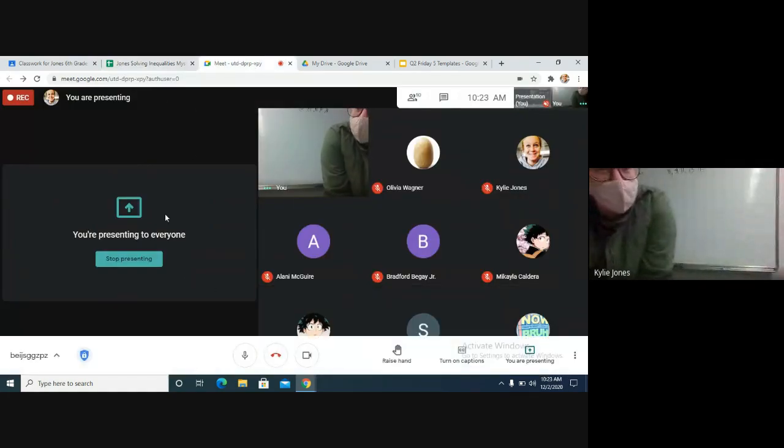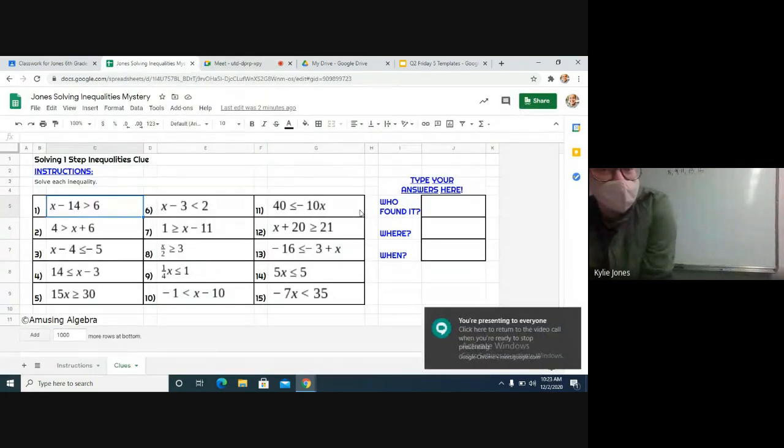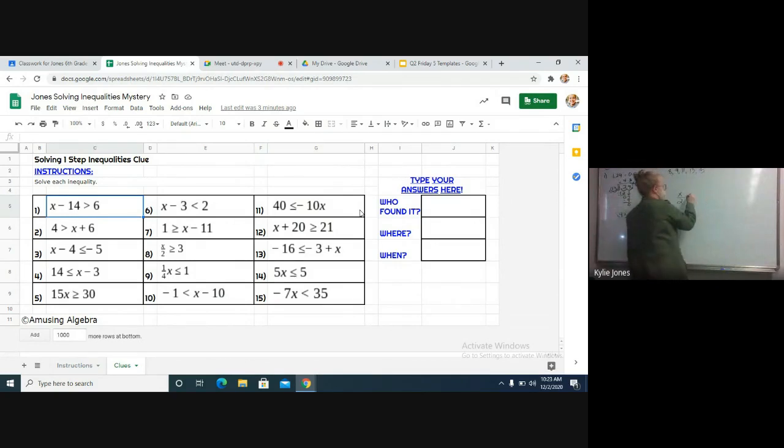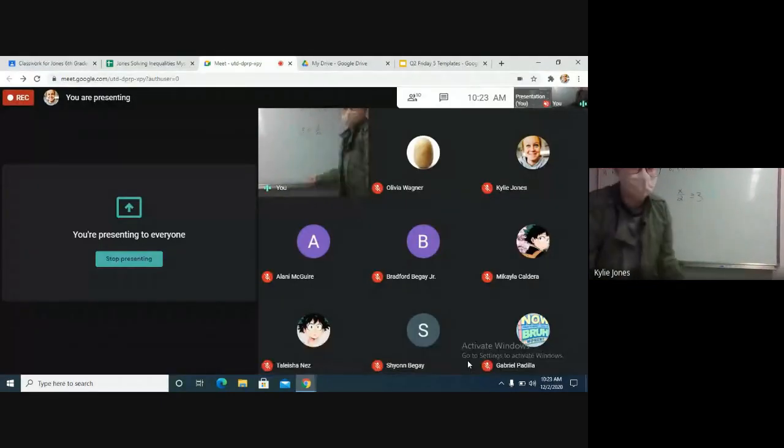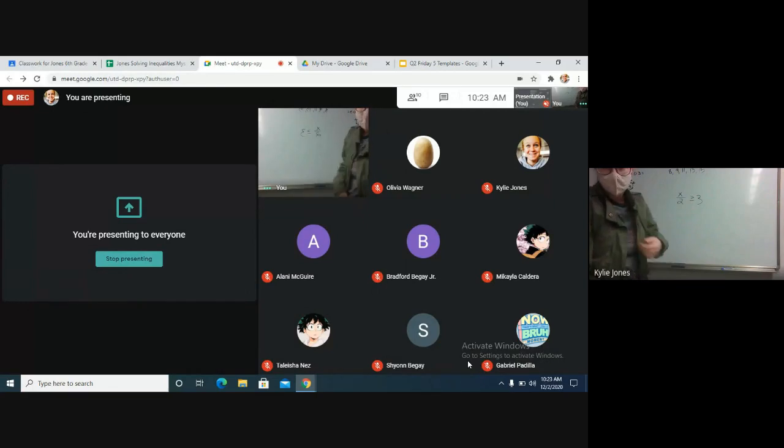So, we're going to start with number 8. Number 8 says x divided by 2 is greater than or equal to 3. Okay? Those of you online, can you guys see this all right? Looks good, I think. Our work will be done right here. So let's start by solving this.